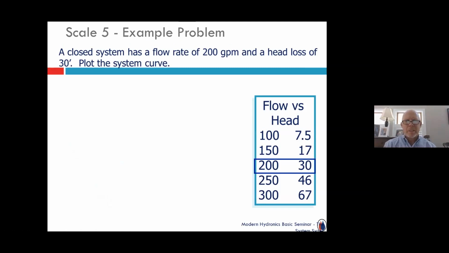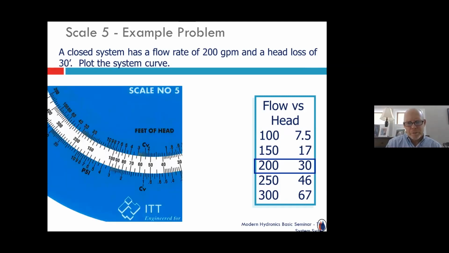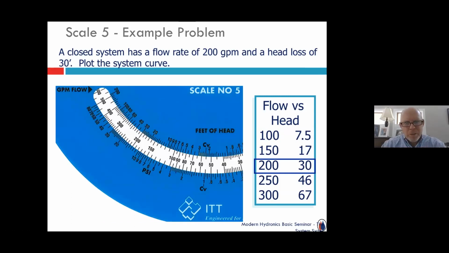What's the head loss? Another example that we use, and today almost everything's going to be software, so the software is going to calculate these system curves. I'm just going to show you old school how we would have done it in the past, but it's also important to know what the software is doing, how it's being generated. So a closed system has a flow rate of 200 gallons a minute and a head loss of 30 feet. Plot the curve. So the known set of conditions is 200 GPM at a pressure drop of 30 feet of head.